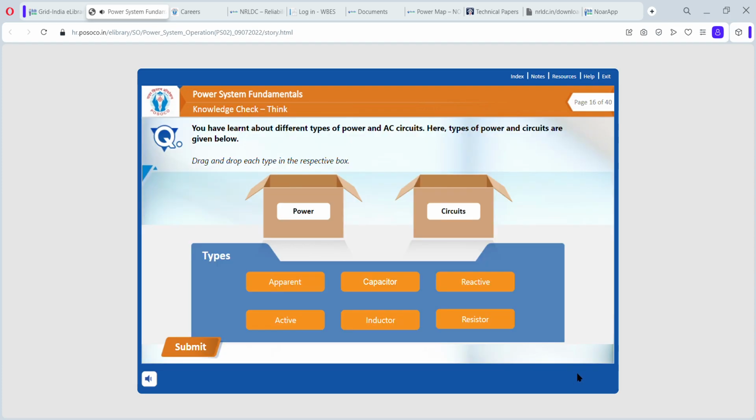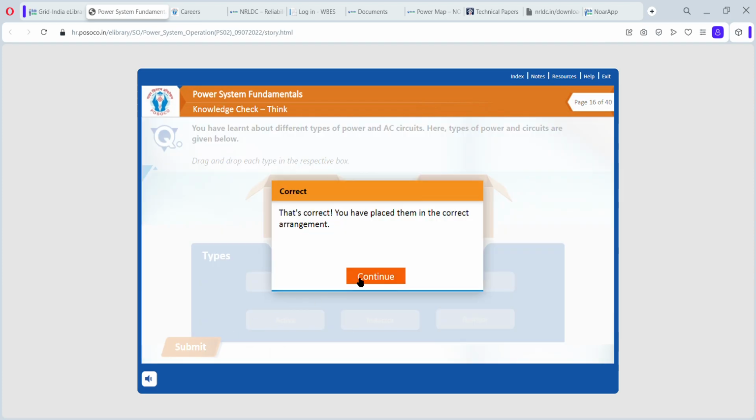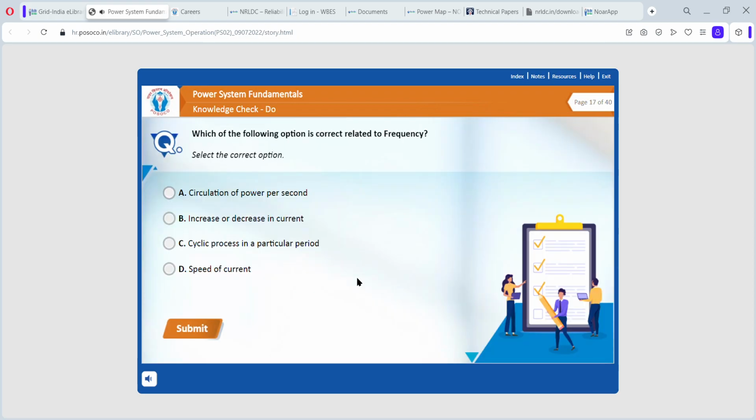Let's check your understanding. Drag and drop each type in the respective box. Let's check your understanding. Select the correct option.